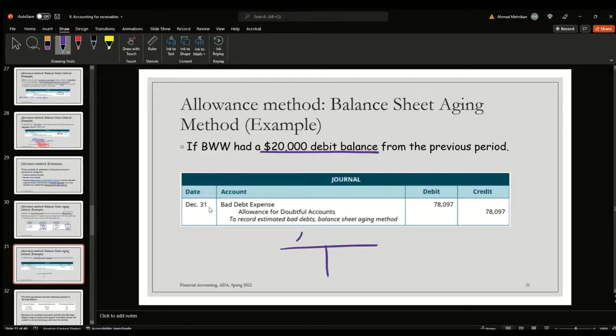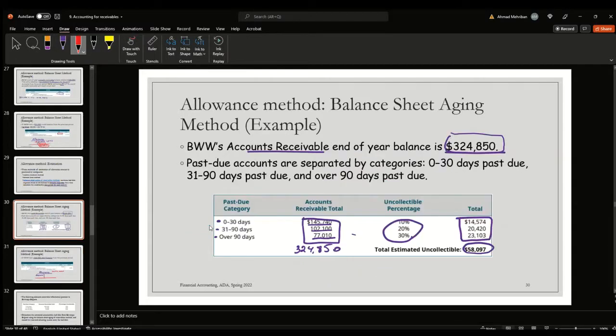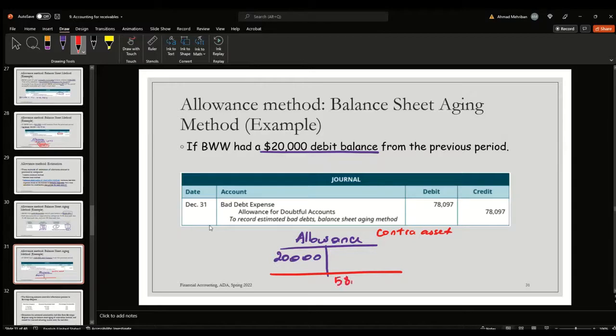So again, let's look at it from the allowance account T-account perspective. The balance in this case was 20,000. The same logic applies, because we need to have a credit balance. Why? Because this is a contra asset account, and the balance is supposed to be, let me go back, 58,097. That is supposed to be our balance, and the only way we can get to that balance is to add to the credit side 78,097. I hope this was very easy to understand.